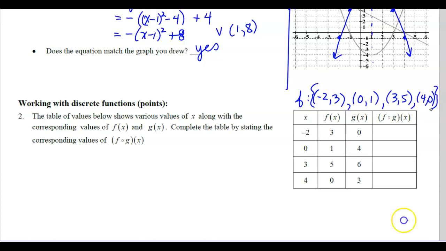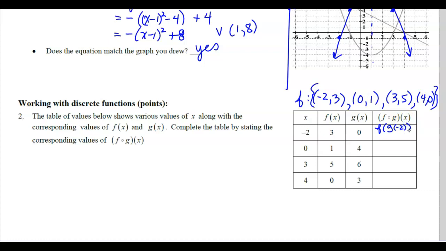Then g would be -2, 0, 0, 4, 3, 6, 4, 0. Right, like that one that we reviewed from yesterday. So you can write it out as 7 ordered pairs. Right now it's in the chart. And then it says complete the table by stating the corresponding values of the composition. Okay, so this makes it, for some people, a little bit faster, right? So if we're finding f of g of x, this is for when x is -2. So we're really finding f of g of -2.